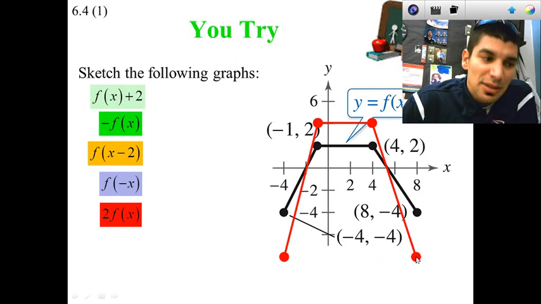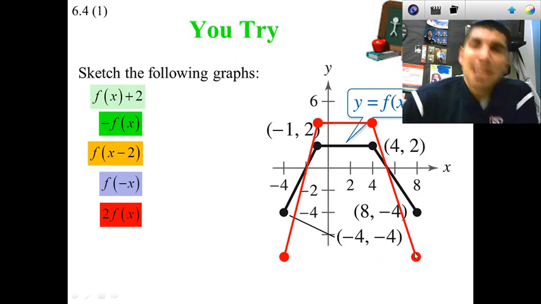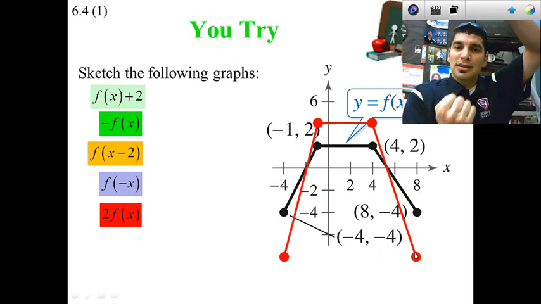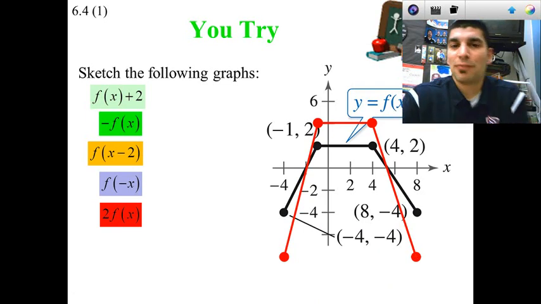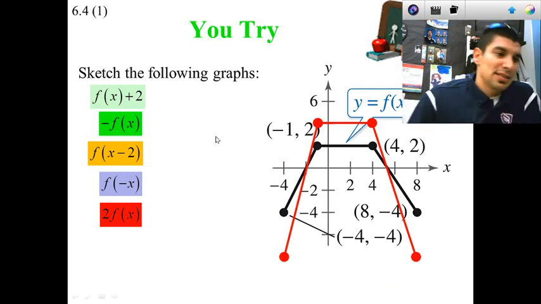So hopefully that all makes sense to you. And that brings us to the end of 6.4's notes. So with that, you should be able to do your homework assignment.